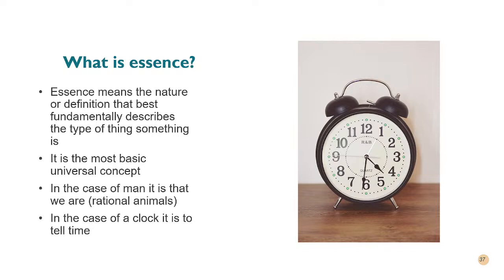What does it mean to be a human? Is it that we have brains? Is it that we have two legs? Well, Aristotle's definition is that we are what are known as rational animals.